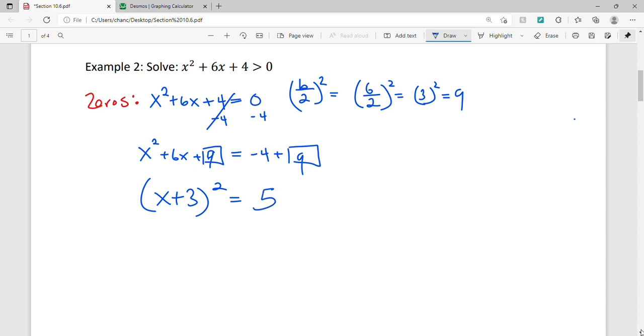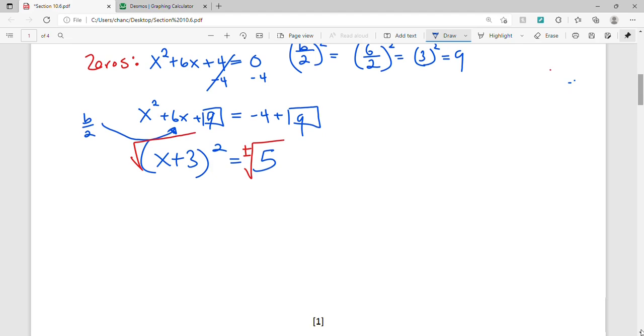which is 5. Again, for completing the square, there's a shortcut. You just take that b divided by 2, and that gives you this 3 in the parentheses. Let's take the square root of both sides. Don't forget the plus or minus. And so this gives me x plus 3 is equal to plus or minus the square root of 5. We can subtract 3 from both sides now. And this gives me x equals negative 3 plus or minus the square root of 5.